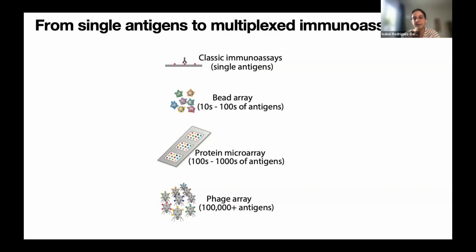However, over the past decade, new platforms have become available that allow measuring responses to multiple antigens at the same time. Bead-based assays allow measuring responses to dozens of antigens, and all the way to phage arrays like VIRSCAN, for example, where you can measure responses to hundreds of thousands of antigens using really small blood volumes. So this is super exciting.